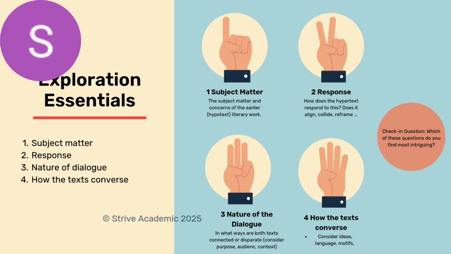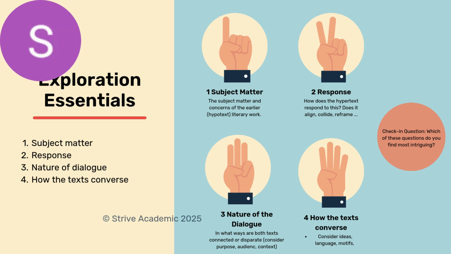Okay, so now that we've done a bit of a recap on the rubric, I'm going to take you through some essentials that you'll need to cover when you're actually exploring your text. Once you start getting into the reading, the interpreting, the analyzing, there's a few things to look at: the subject matter, the response, the nature of the dialogue, and how the actual texts are conversing. So the first idea is the subject matter.